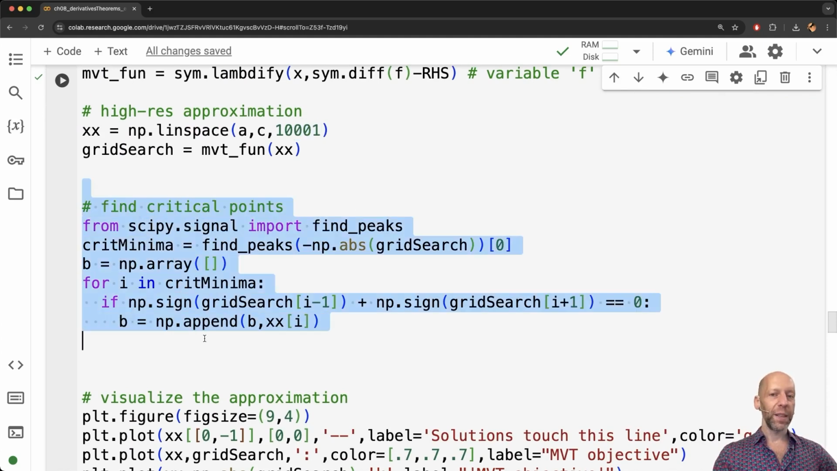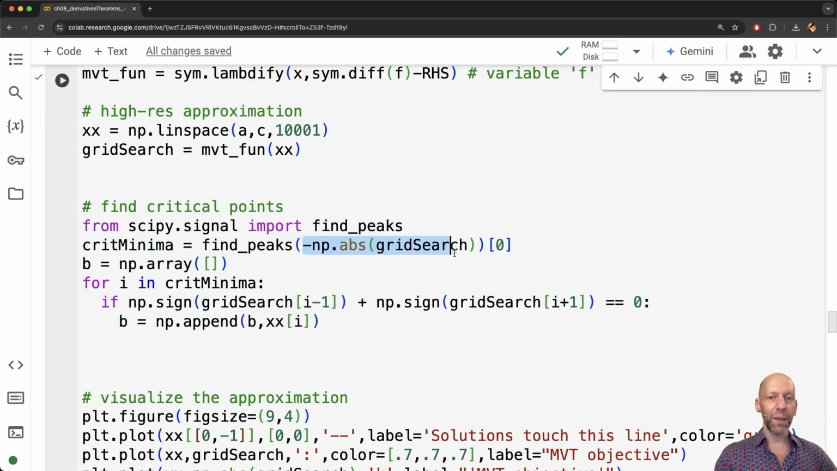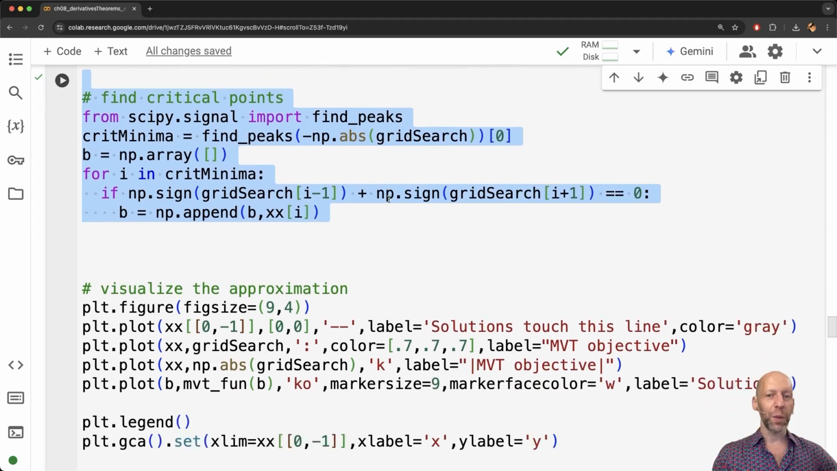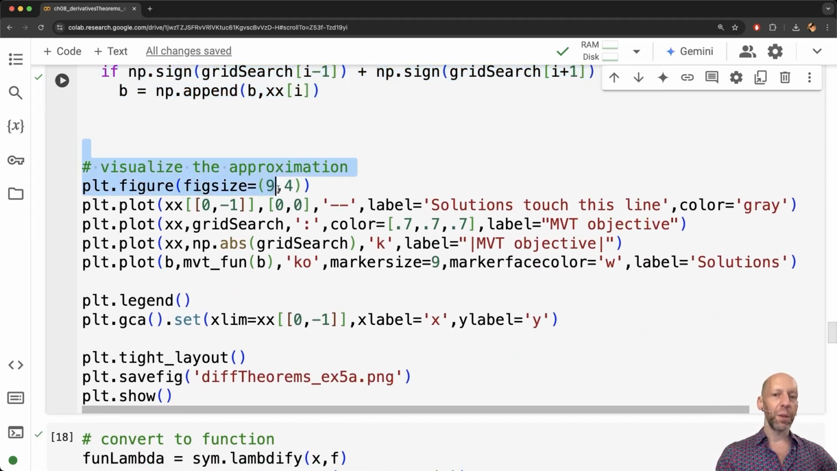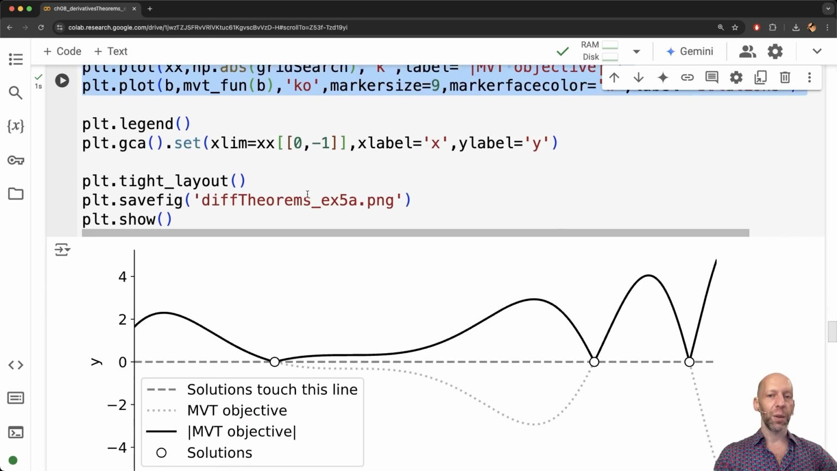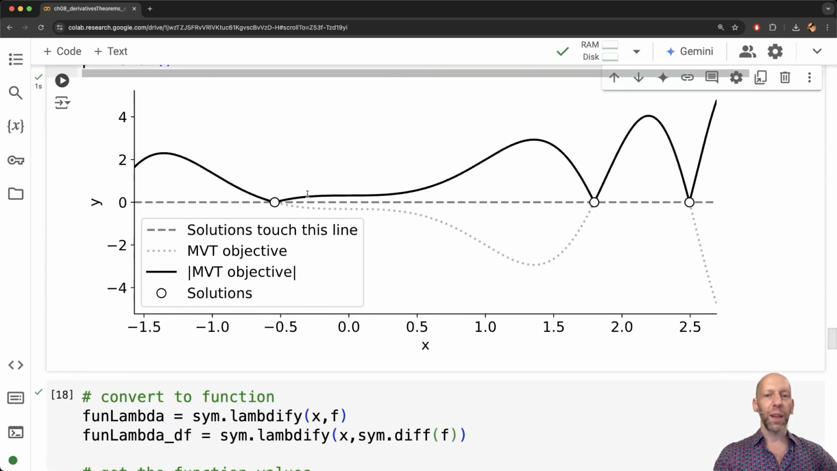Okay, and then here I am finding the empirical critical points of minus the absolute value of the function that we want to grid search over, which I call mean value theorem fun. And this code should be familiar from chapter 7. Then this visualization code is copied from chapter 6. This is the first figure that I showed in the book for this exercise. The idea is that we're looking for where the dotted line, which is the objective function, crosses 0.